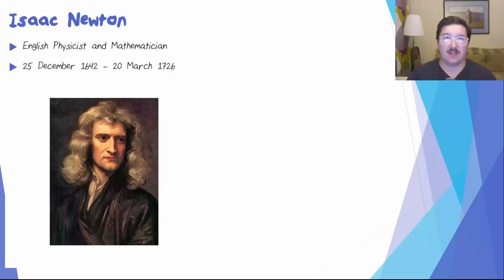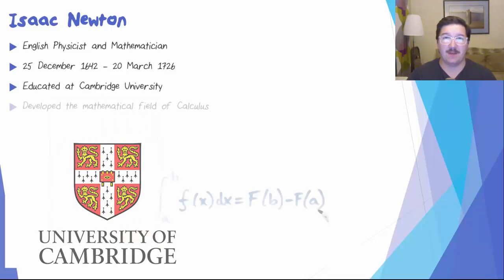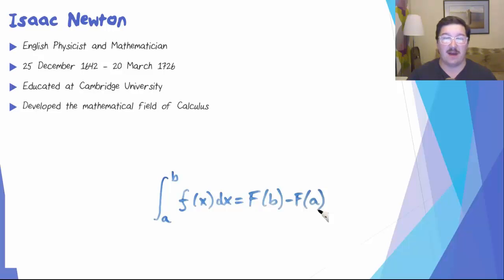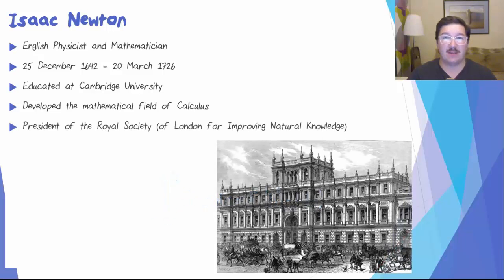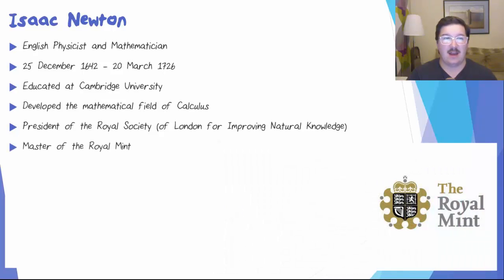He was born in December of 1642 and lived until March of 1726. He was educated at Cambridge University, and he was known for quite a few things. He developed the mathematical field of calculus. He was the president of the Royal Society of London, which is an elite organization of British scientists. And he was appointed the Master of the Royal Mint of England.